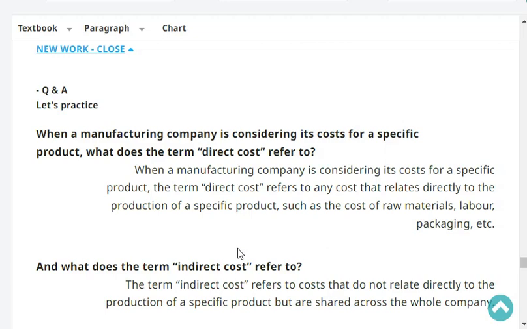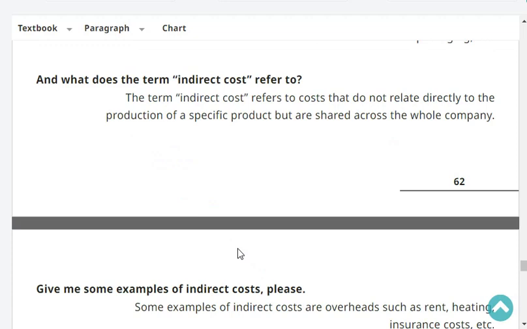Very good. And what does the term indirect cost refer to? The term indirect cost refers to costs that do not directly relate to the production of a specific product that are shared across the whole company. Very good.